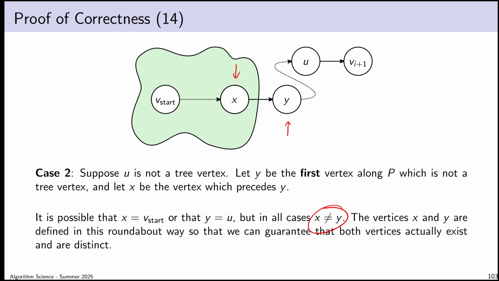The reason why I had to do this complicated explanation of x and y is because I needed to define them in such a way that guarantees that both x and y exist and that they're not the same vertex, for what I want to do next.